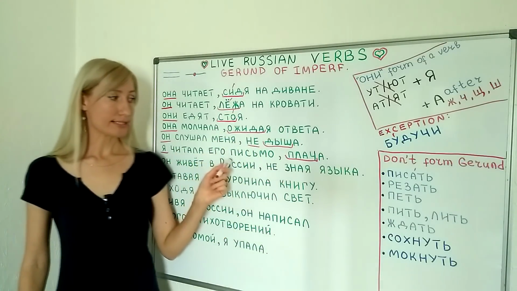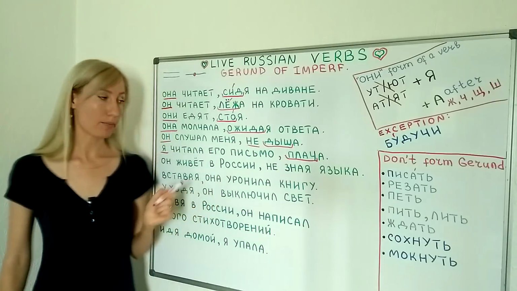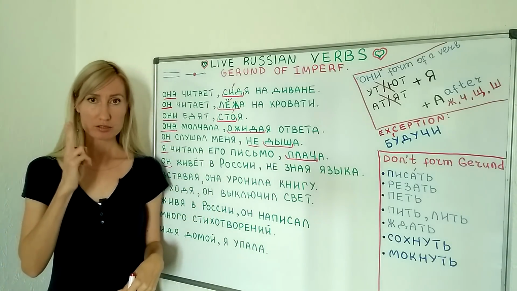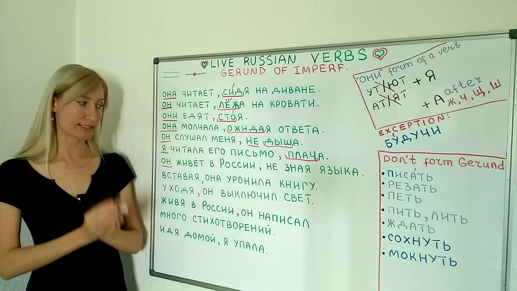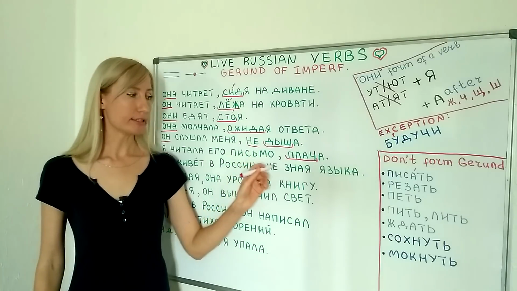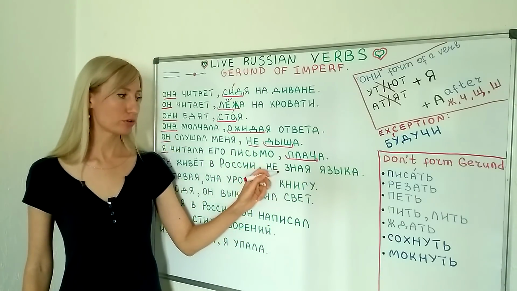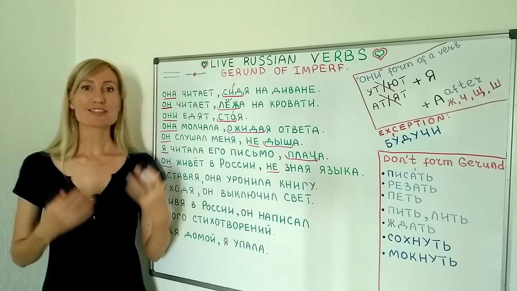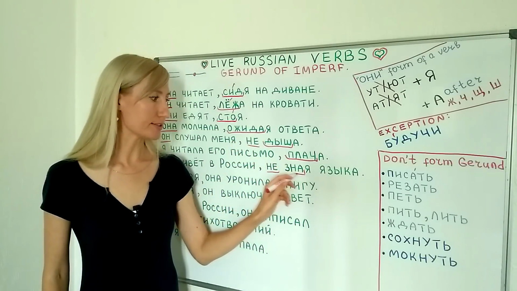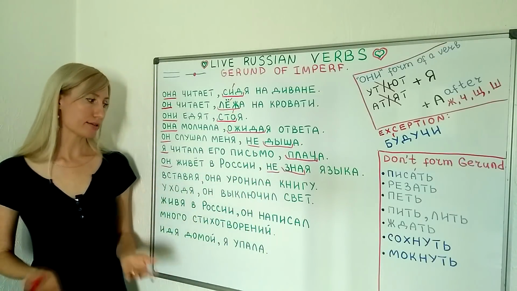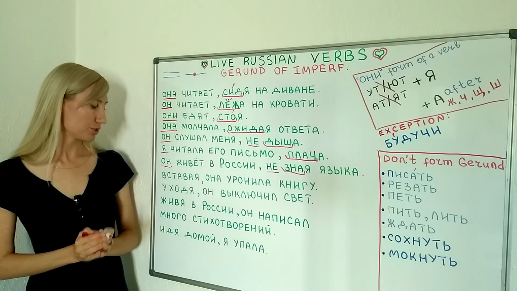Он живет в России, не зная языка. So, он is our subject. You see, both actions are represented by the same subject. He lives in Russia, не зная языка. Not doing what? Знать, to know, язык, language. Not knowing the language. Они знают, зна plus я. Не зная языка, not knowing the language.